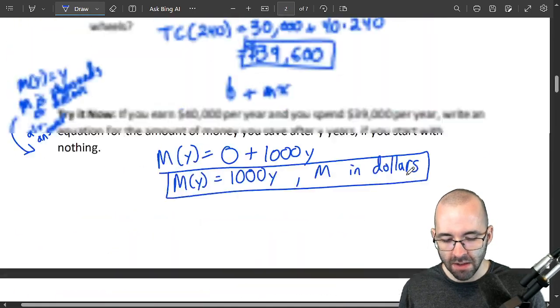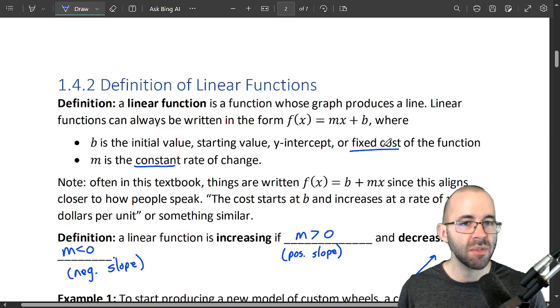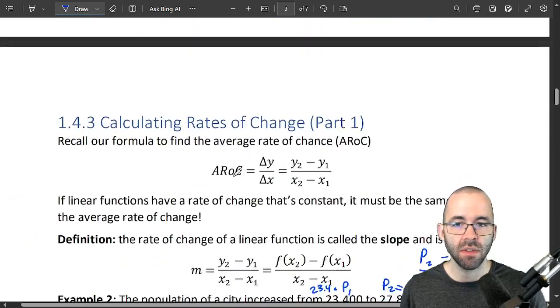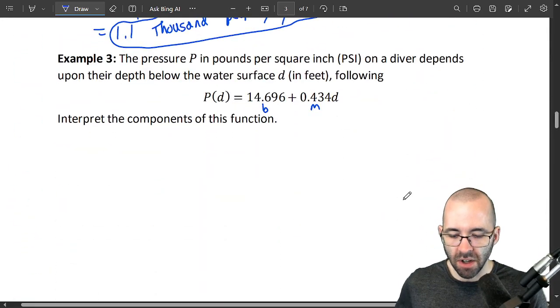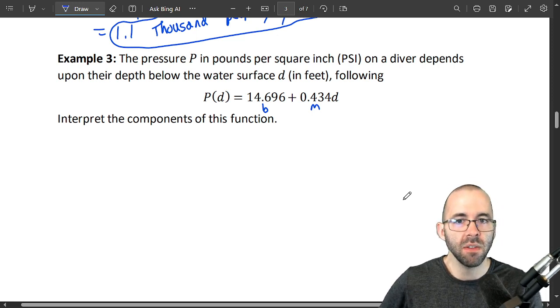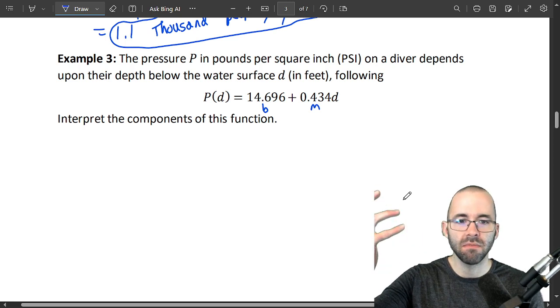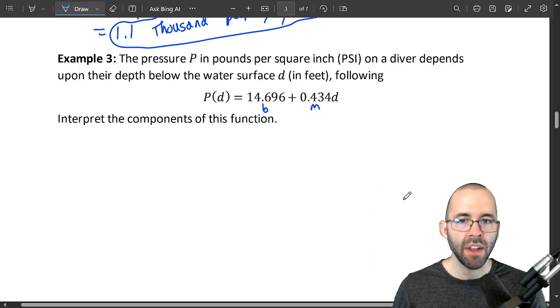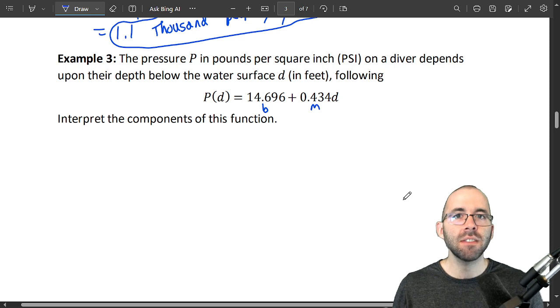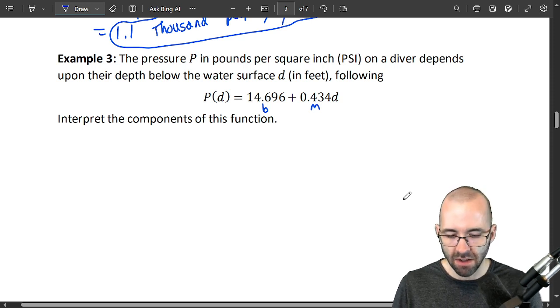What do we know about lines? B is the initial value, the starting value, sometimes fixed cost. M is the constant rate of change. So let's start with B. So 14.696 is the starting value, which means when a diver is right about to dive, that's the pressure. That's the pressure at sea level, above water, the pressure of our atmosphere.